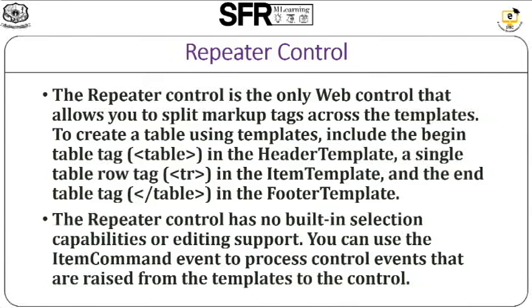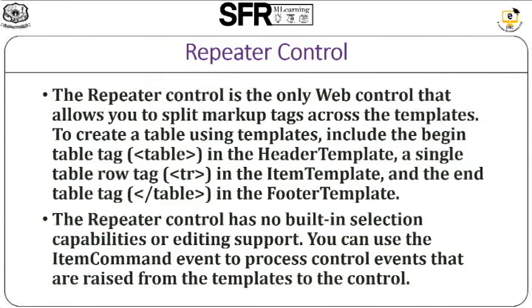To create a table using templates, include the beginning table tag in the header template, a single table row tag tr in the item template, and the end table tag /table in the footer template. So to create a table, we use the table tag in the header template, the tr tag in the item template, and the closing table tag in the footer template.